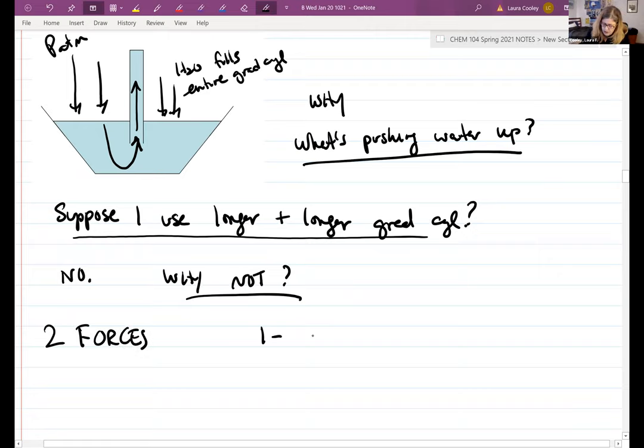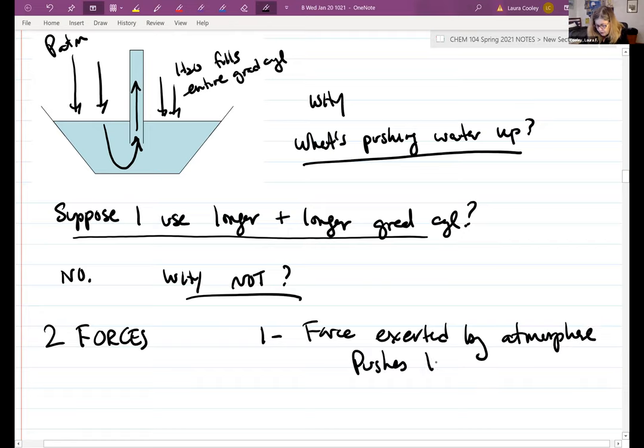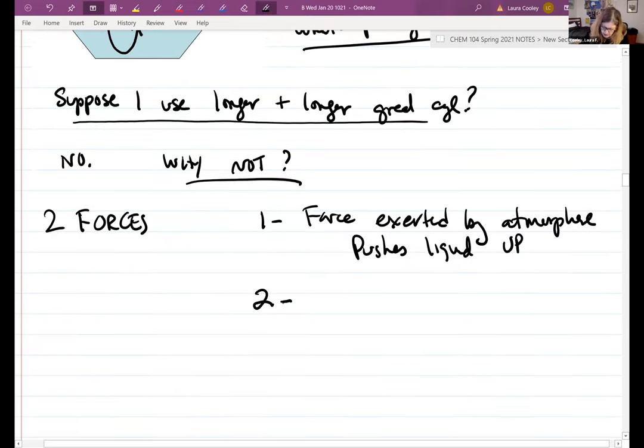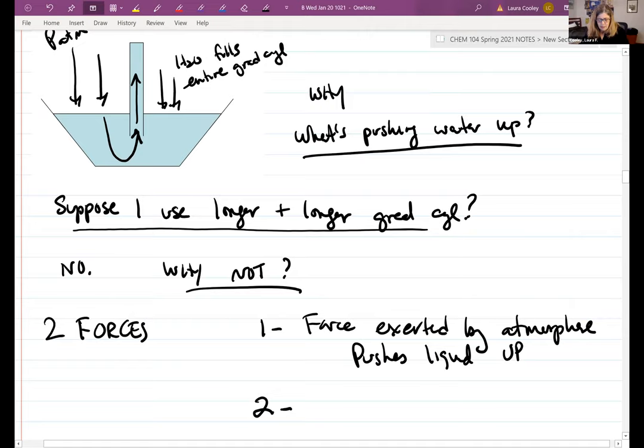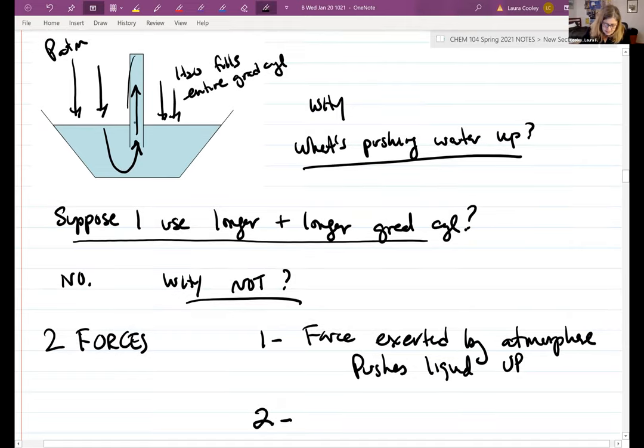So one force is the one we've been talking about, the force exerted by the atmosphere. And that pushes the liquid up the tube. Okay, but what's the other force? Would it be the liquid hitting the top of the tube and pushing back down? No, it's a much more common force than that. You have a liquid going up in a tube. Is it gravity? It's gravity, absolutely, gravity.